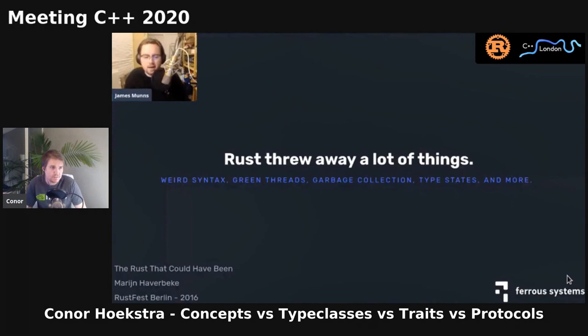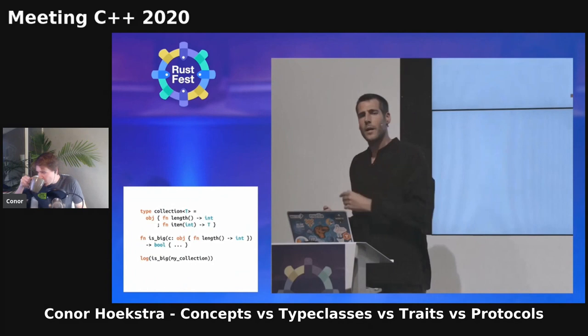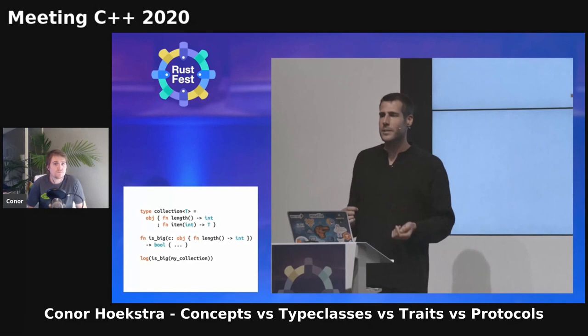And then at some point, we got more Haskell people on the team, and we all started agitating for a type class kind of implementation, interface thing that we ended up with now.